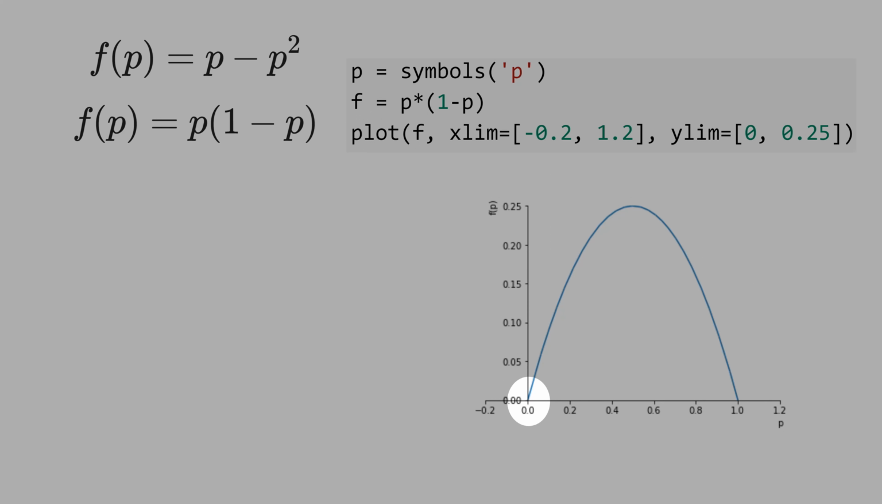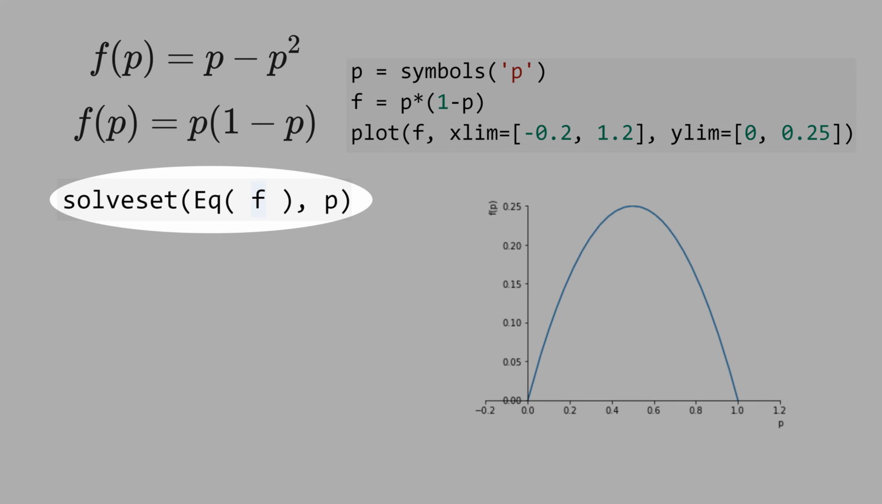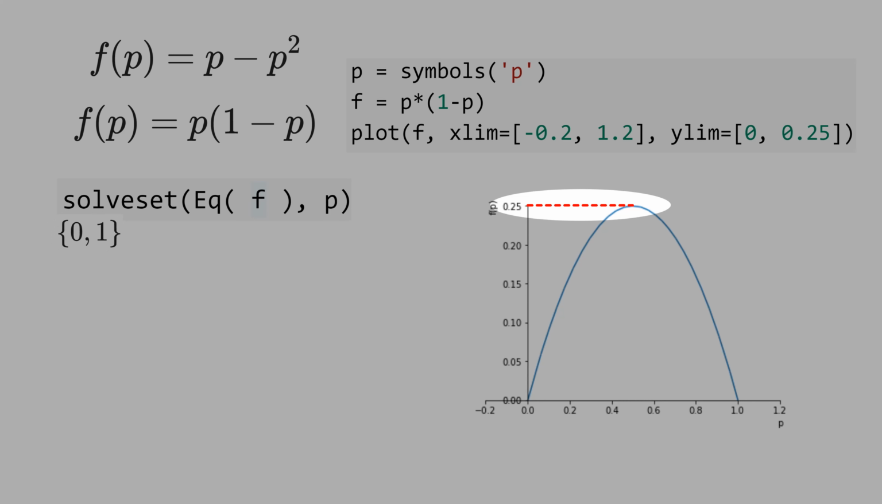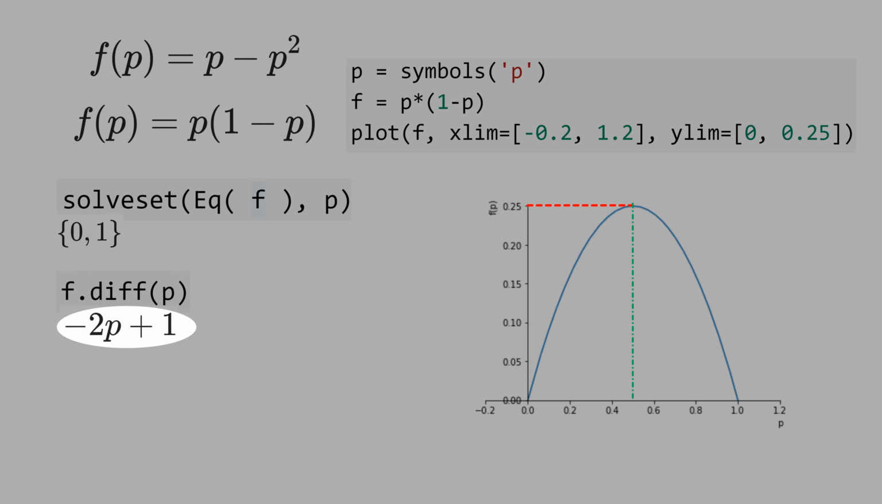We can see here in the graphic that y equals 0 when p equals 0 or when p equals 1. Let's get this result. Solve set equation f in p, and see the result 0 and 1. From the graphic, we can also figure out that the maximum value is 0.25 when p is equal to half. Let's get this result. f is the function, dot diff. This takes the derivative in relation to p. And this is the result, minus 2p plus 1. If you equate this expression to 0, you'll see that p is equal to half.